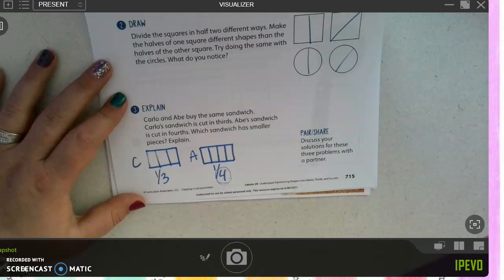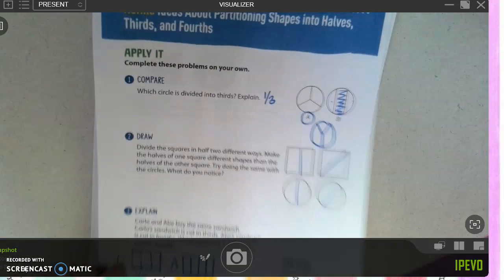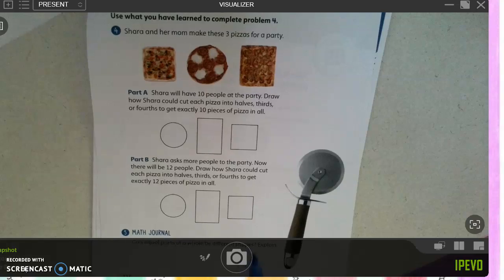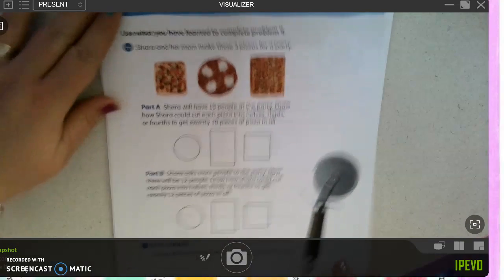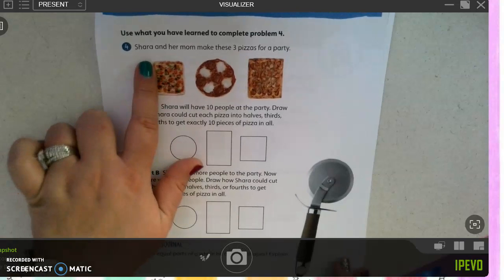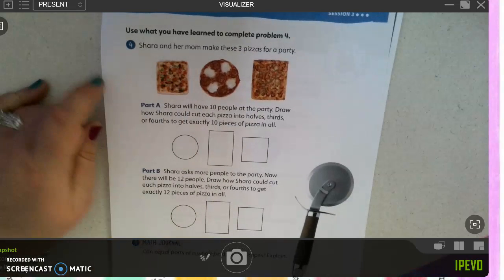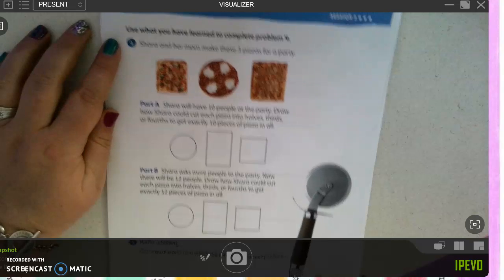Does that make sense? Today in the math review session, I will talk about this more too if you need help with it. Shira and her mom make 3 pizzas for a party.